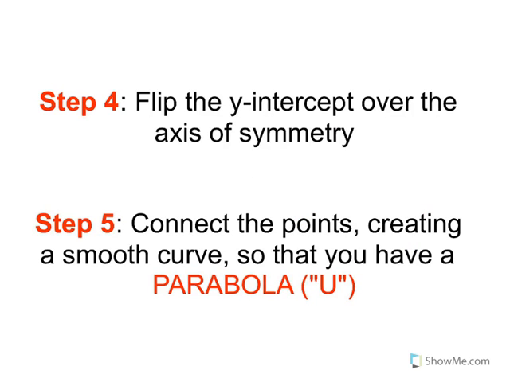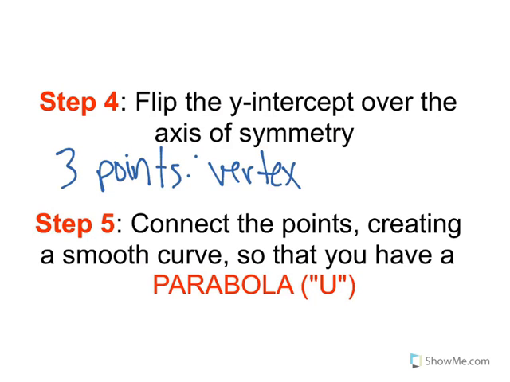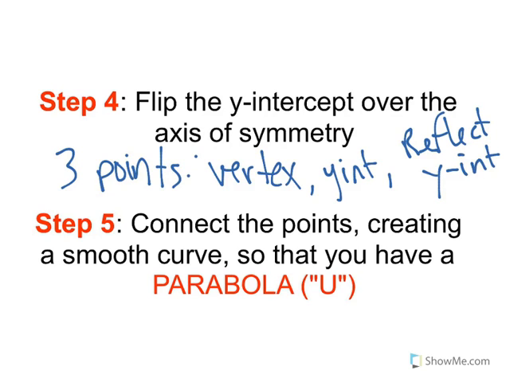And our fourth step is we take the y-intercept and we're going to flip it or reflect it over the axis of symmetry. So that's exactly the same on both sides. At that point, we should have 3 points: the vertex, the y-intercept, and the one that you get from reflecting the y-intercept. Then connect those 3 points with step 5 to make that smooth curve, or a parabola.